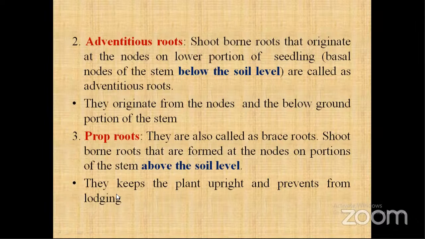Their main function is to keep the plant upright and prevent the maize crop from lodging. Lodging means bending down to one side, either right or left, because of the weight of the terminal panicle or because of heavy winds. So these prop roots form at the base of the stem, and they give support to the maize crop and protect the crop from lodging.